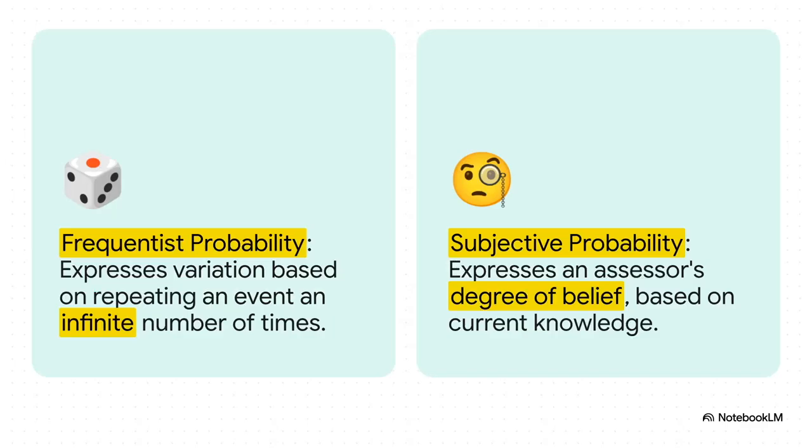So on one side, you've got the frequentist approach. This is probably the one you learned in school. It's all about how frequently something happens over many, many, many trials. Then on the other side, you've got subjective probability. This isn't about infinite trials. It's about an expert's degree of belief based on all the evidence they have right now.